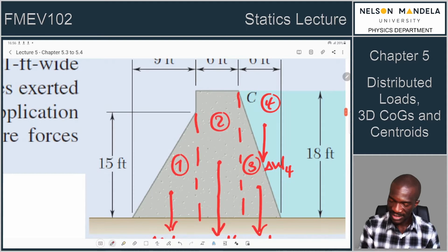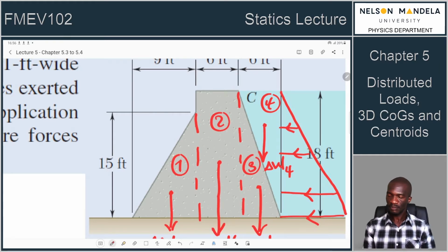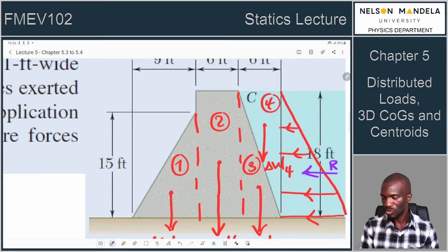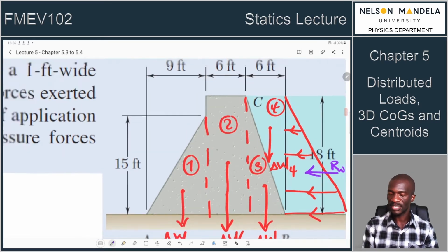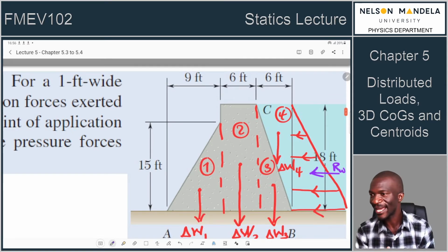Then we have our distributed load. Because pressure increases with depth, our distributed load would look like that. So we've got our forces of the distributed load that look like that, and we would have some resultant force. Let's put it in another color, maybe somewhere there. That would be our resultant due to the water. Now we have all our forces.